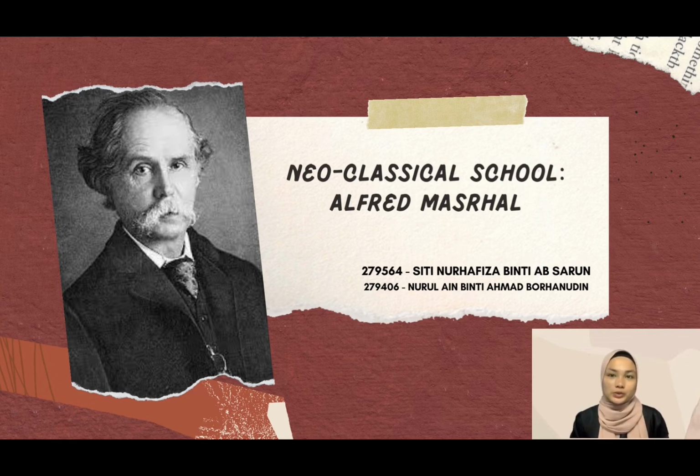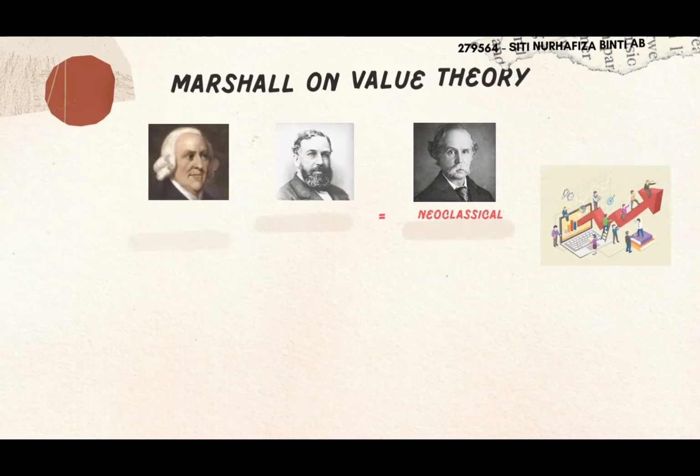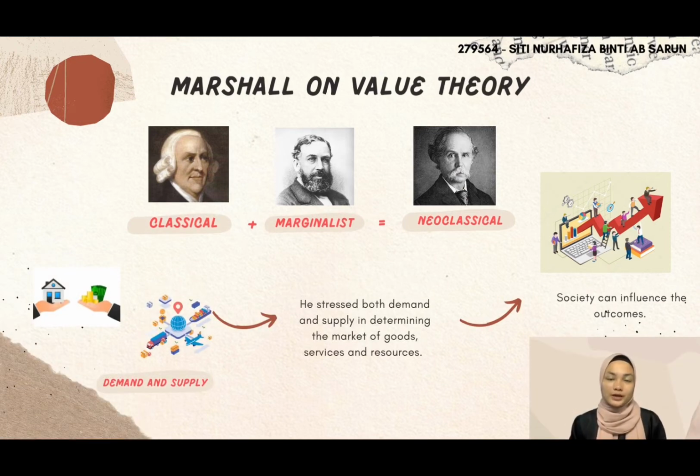Today, I would like to explain the value theory in terms of demand from the Neoclassical school, Alfred Marshall. First and foremost, Marshall on the theory of value. As you can see in the figure, he combined the best of classical economics with marginalist thinking, thus producing Neoclassical economics. In addition, he stressed both demand and supply in determining the market of goods, services, and resources.